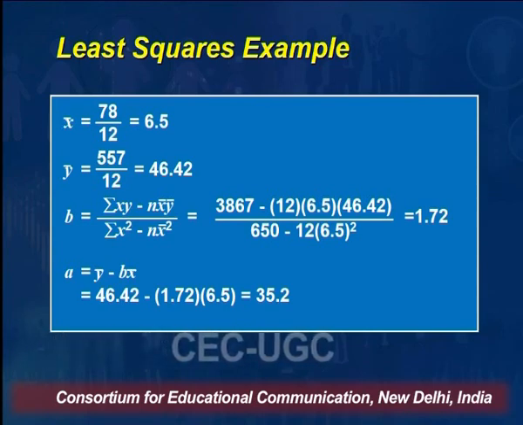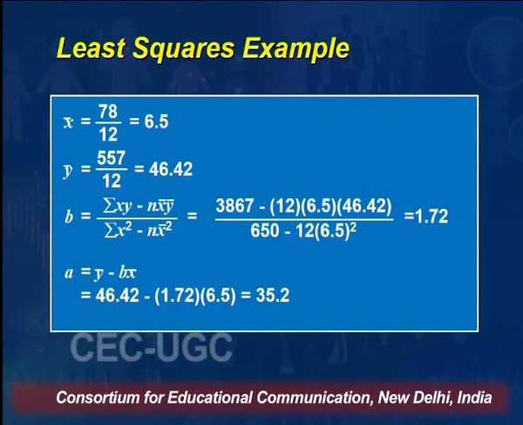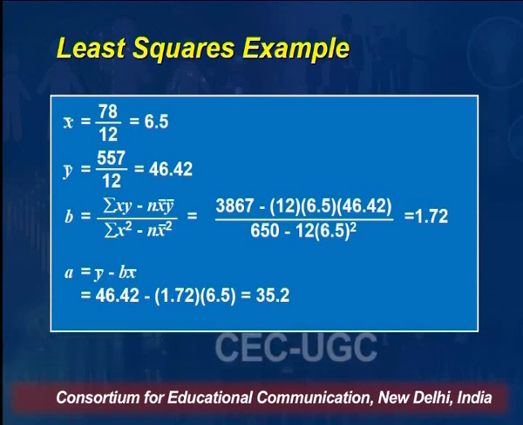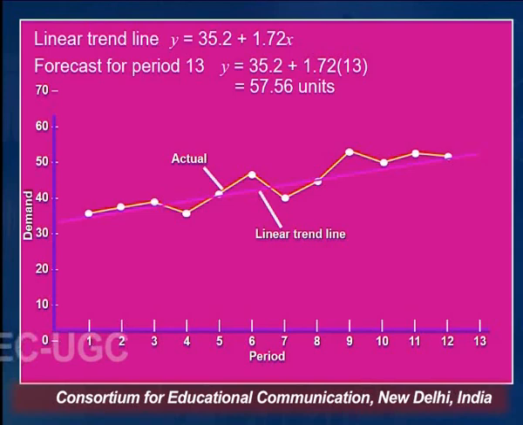Now the equation was a is equal to y bar minus b x bar. So when you put these values, when you know b, you can calculate a. So a is 35.2. So now your linear trend line becomes y is equal to 35.2, which is a, plus b. B is 1.72, so a plus bx.